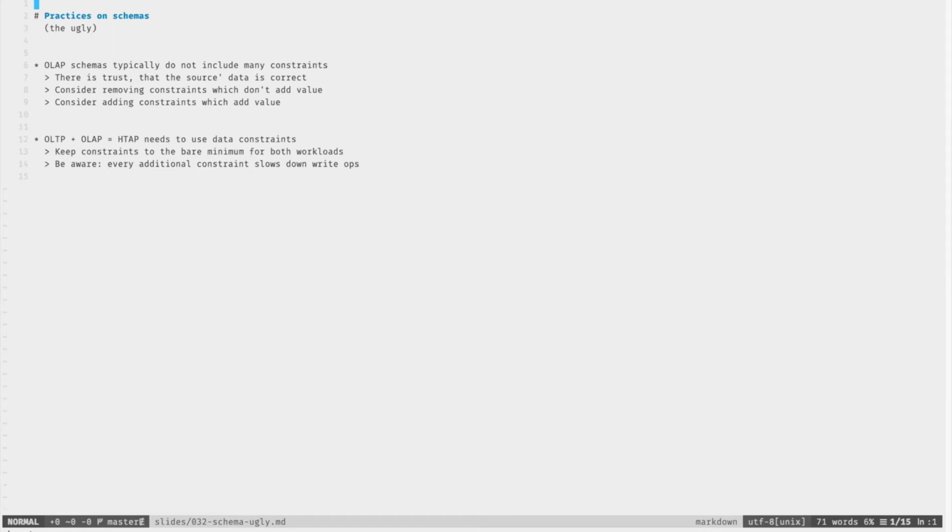However, on the other hand, add constraints as you need because they give you value, right? So if you have a unique column, please add a unique key to it. It will help the planner to create you a better plan.